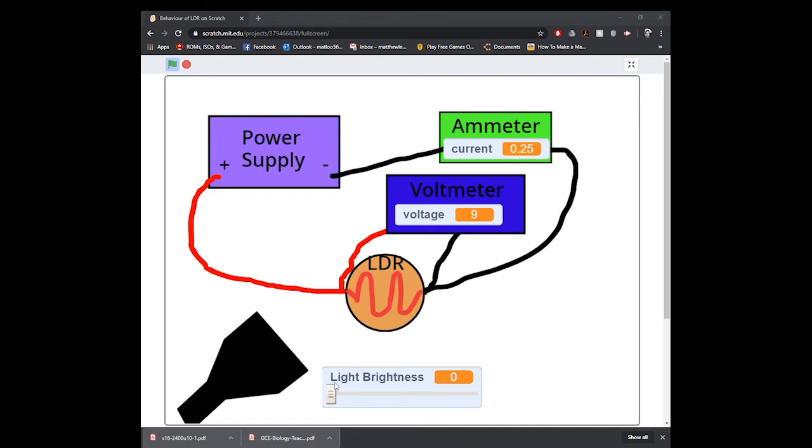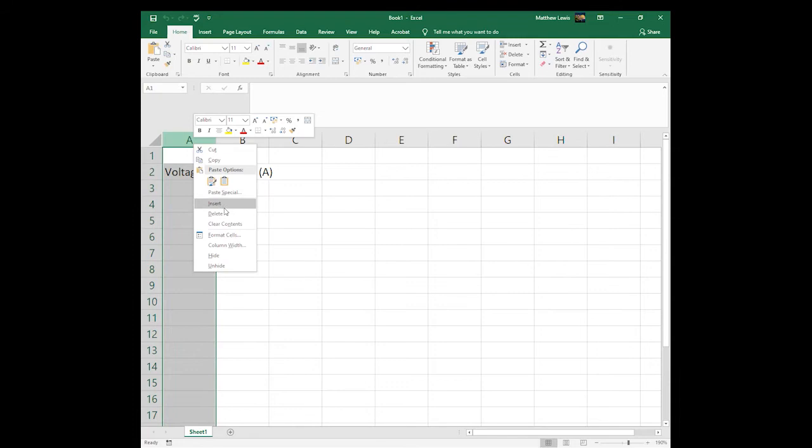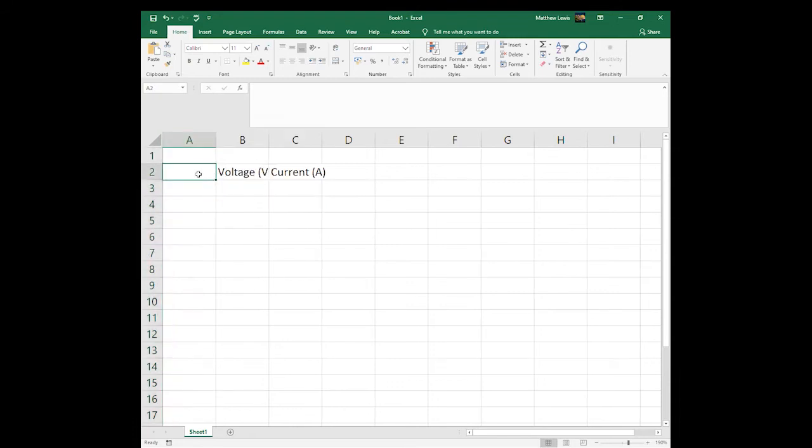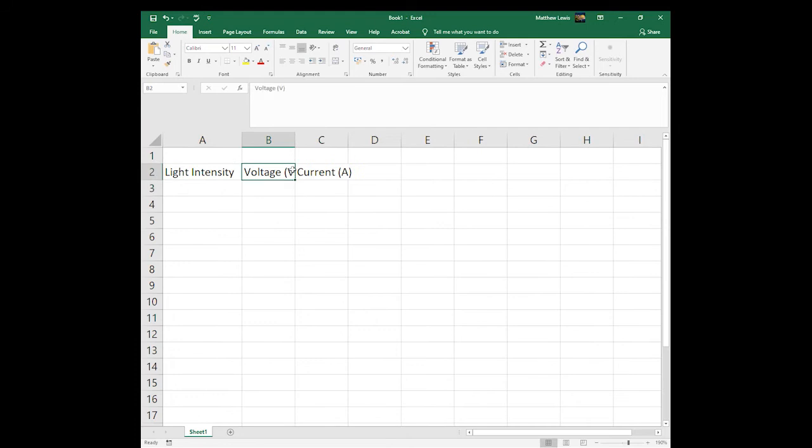The investigation we're going to do is you're going to change the brightness of the light. So we're going to need to put in a column here, light intensity. Don't worry about the units for that, it hasn't got any in this case.